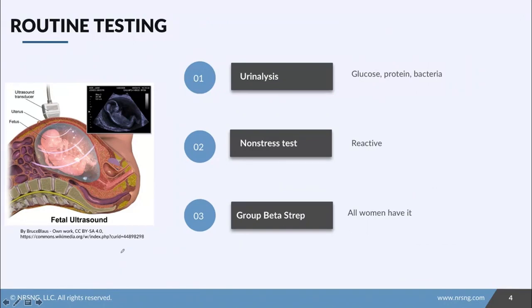Some other routine testing we'll talk about is a urinalysis. So a urinalysis is done at each appointment to check for glucose, protein, and bacteria so that we can do further things if needed or treat the patient with antibiotics.